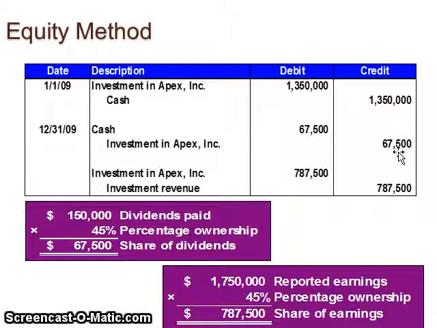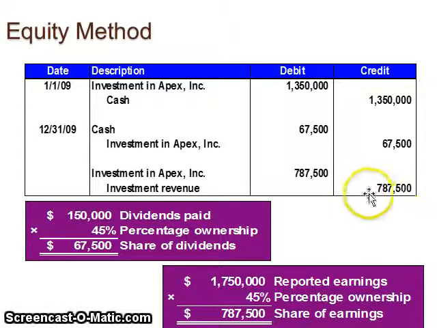Now on the flip side, Apex also made money this year. They had $1,750,000 in earnings this year. Our 45% ownership of that is $787,500. So basically we're saying that since that company is basically 45% ours, we're increasing our investment in Apex by $787,500, right? Originally it was $1,350,000. Then we reduced it by the dividends, and then we increased it by a proportionate share of the earnings that the company made this year.